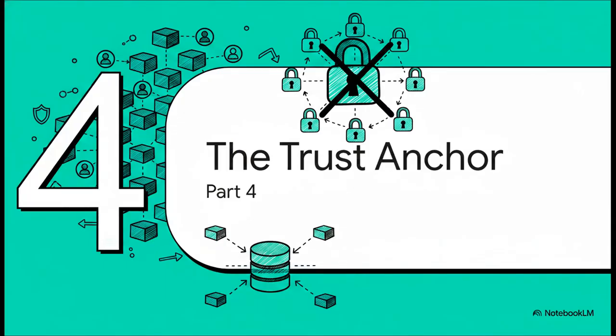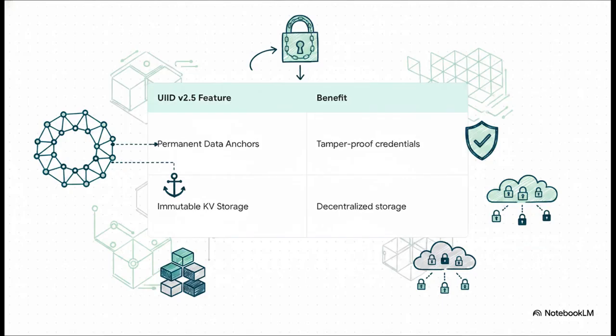Now, let's peek under the hood at part 4, the technical trust anchor. We'll see how they actually make decentralized trust a reality without just defaulting back to a central database. This whole system relies on the latest UIID version 2.5 updates. Basically, trust scores leverage what they call permanent data anchors and immutable KV storage. In plain English, once a trust credential is computationally verified, boom, it's locked into the network. It's mathematically secured, so literally no one can alter it after the fact. It acts like a highly secure, completely decentralized storage locker, ensuring that your credential stays reliable and 100% tamper-proof.